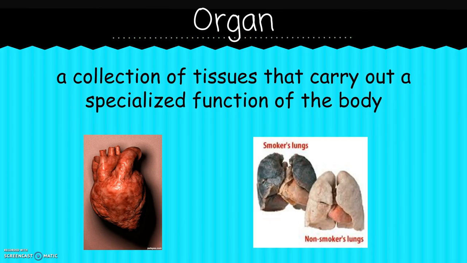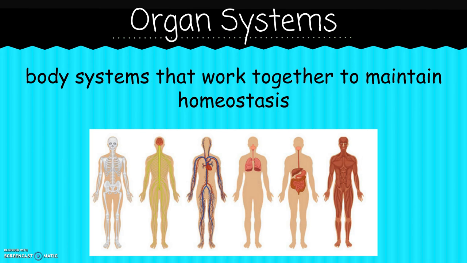Okay, so then when you get a bunch of tissue together, such as the muscle tissue, it will make an organ. Some examples of organs include your heart and your lungs. And what is the largest organ in the body? Your skin. And then all of your organs together make up organ systems. And these systems work together to maintain homeostasis.